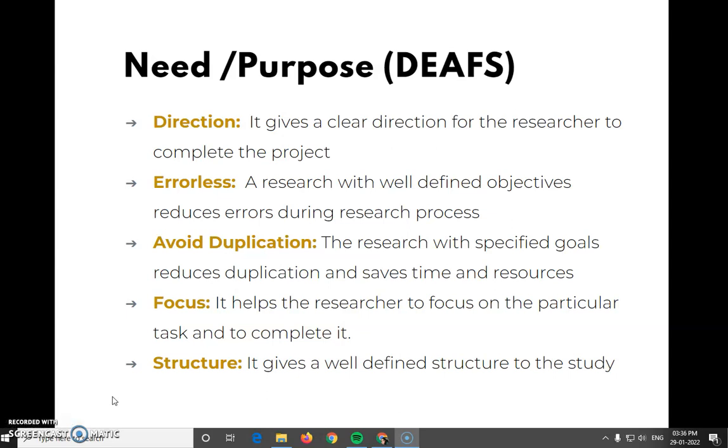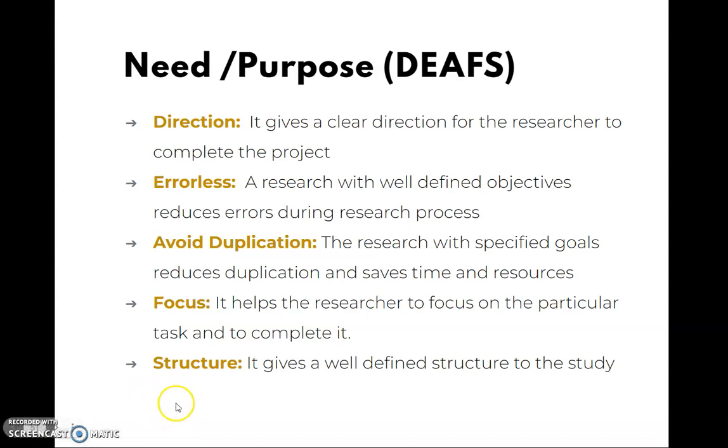The next one is structure. The objectives give a well defined structure to the study. Once you write the problem statement and the objectives, and you follow the sequence according to the objectives you set, the study gets its structure. So these are all the purposes of objectives in a research study: it gives direction to the study, it reduces the error, it avoids duplication, it increases the concentration and focus of the researcher, and it gives a well defined structure to the study.